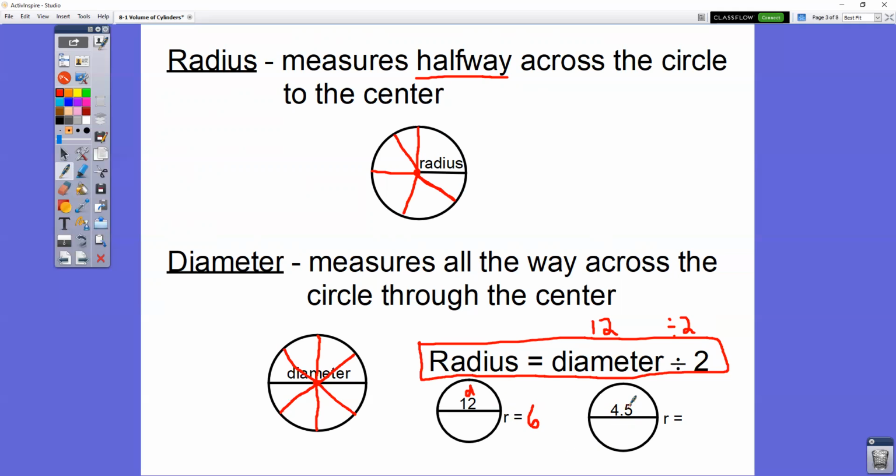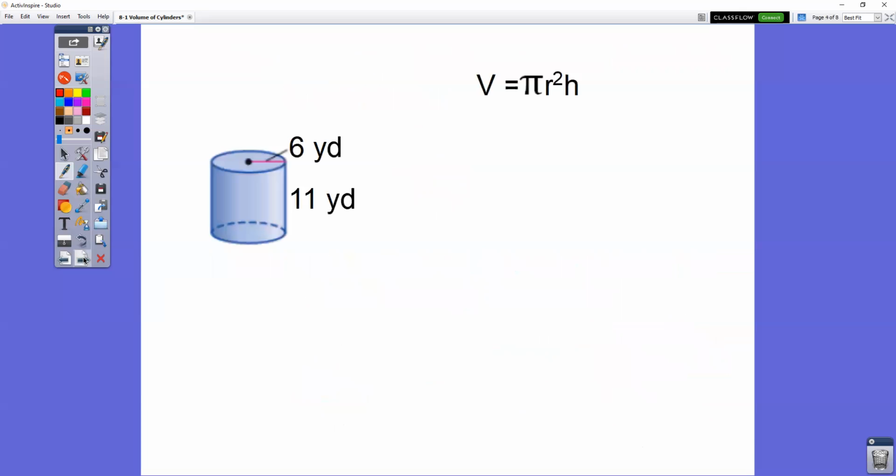You will have some decimals as well. You'll have lots of decimals in this chapter. So if the diameter is 4.5, that goes all the way across the circle, and we wanted to find the radius, we would have to do 4.5 divided by 2. 4.5 divided by 2 is 2.25. So again, you will have some decimals in this chapter.